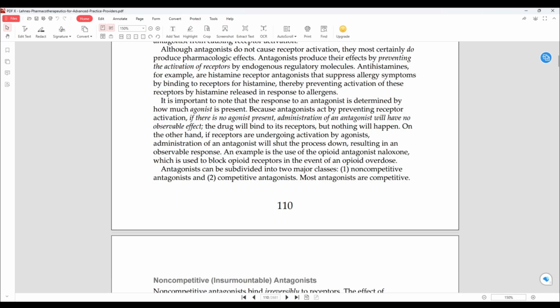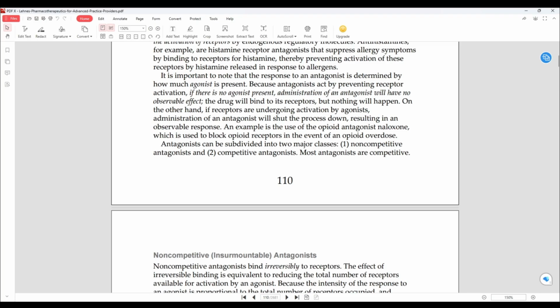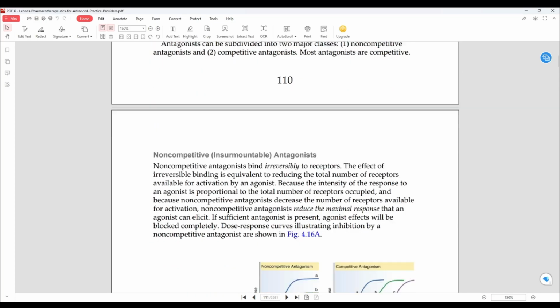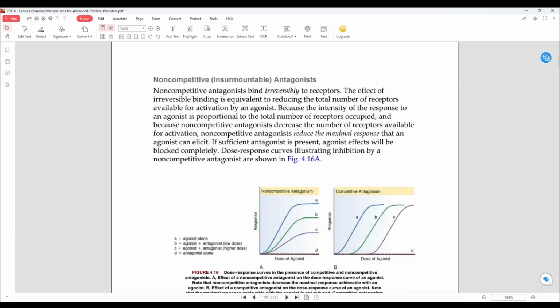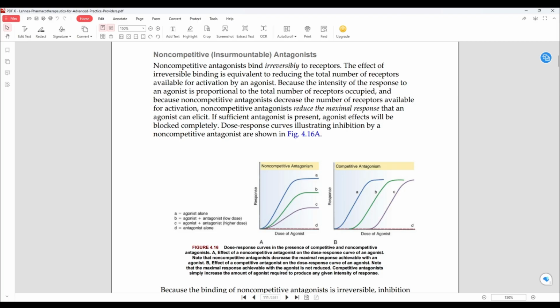Antagonists can be subdivided into two major classes: non-competitive antagonists and competitive antagonists. Most antagonists are considered competitive. However, let's discuss the non-competitive, insurmountable antagonists. Non-competitive antagonists bind irreversibly to receptors. The effect of irreversible binding is equivalent to reducing the total number of receptors available for activation by an agonist.